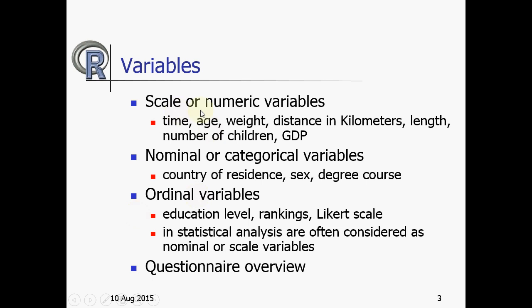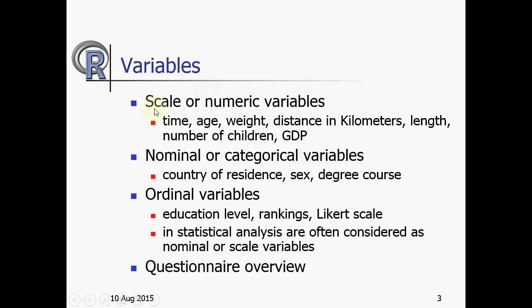Variables can be divided roughly into three big categories: the scale variable, the nominal variable, and the ordinal variable. Unfortunately, each statistical program uses different names. I am using the names of SPSS, which is the most famous one, or just another name. R honestly doesn't use very good names. However, I will tell also the names that are used by R.